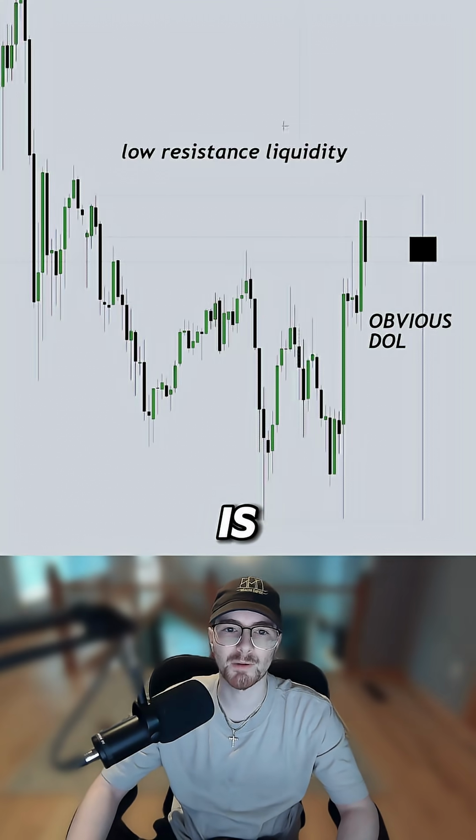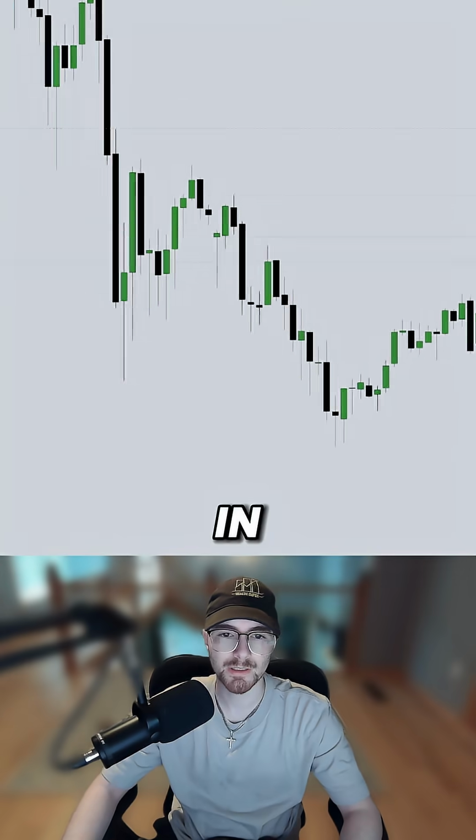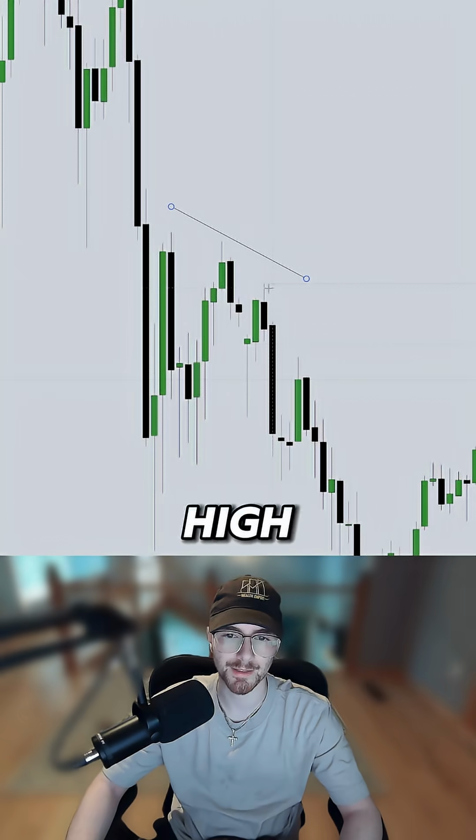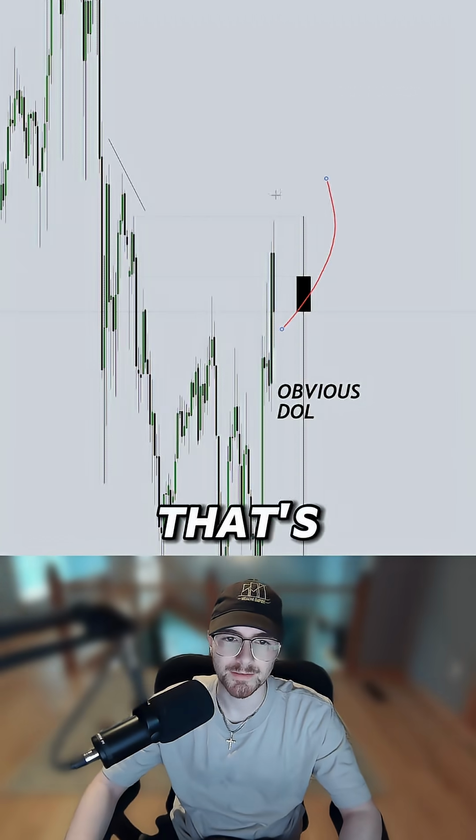One of the ways I do this is by finding our low resistance liquidity. If we zoom in over here, you'll notice that we have low resistance liquidity at these 15-minute highs. We have a high, a lower high, and a lower high. And compared to where price is at now, that's a nice risk to reward.